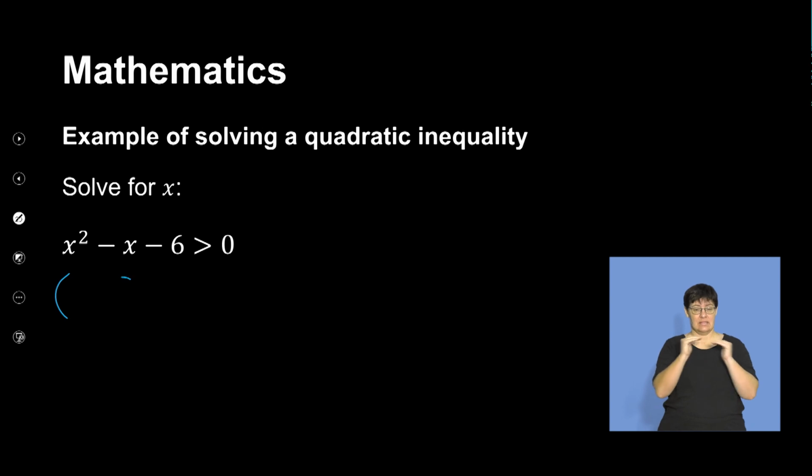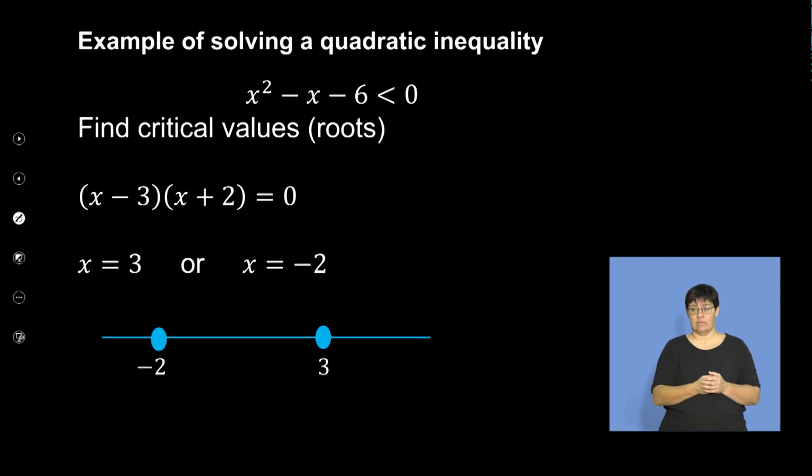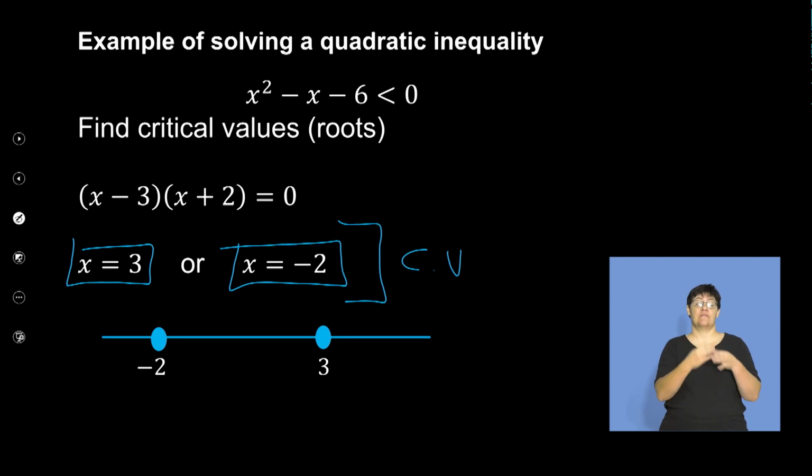I said you must write it in standard form. Already you can see it is in standard form. Then you find the roots. The roots are like your x values. So this is x minus 3 and x plus 2. It means my two roots, as I've shown you here, will be x is equal to 3 or x is equal to minus 2. Remember, what did I say? I said we also call these critical values, because you will see some textbooks use the word critical values.